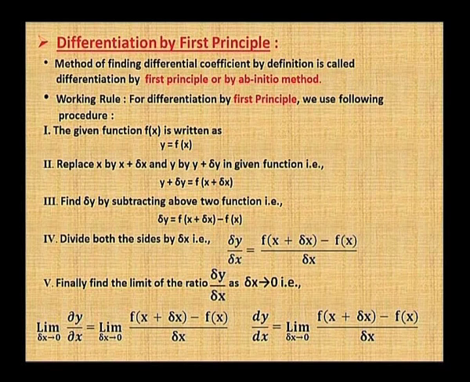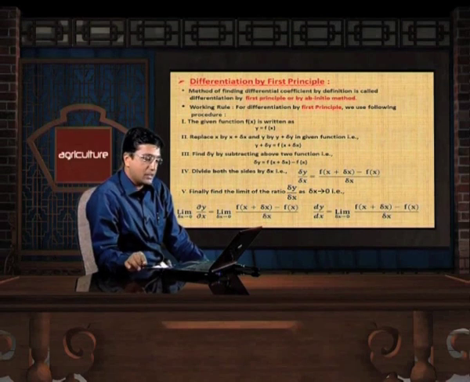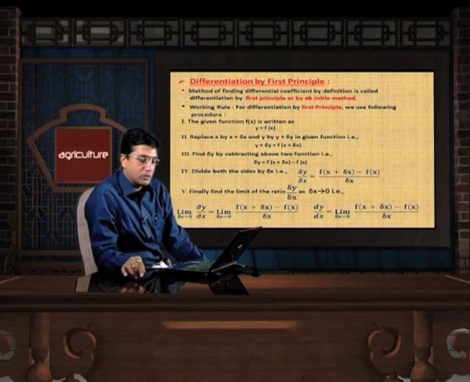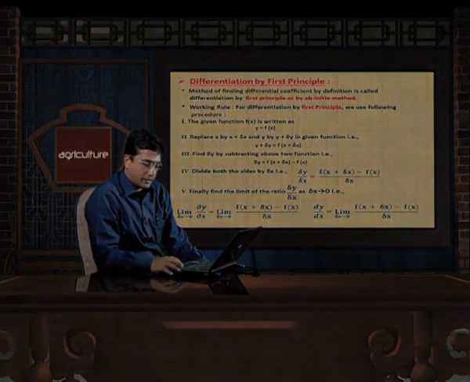Finally, find the limit of the ratio delta y upon delta x as delta x tends to 0, that is limit delta x tends to 0 of delta y upon delta x equals limit delta x tends to 0 of f(x plus delta x) minus f(x) upon delta x, where dy by dx equals limit delta x tends to 0 of f(x plus delta x) minus f(x) upon delta x.